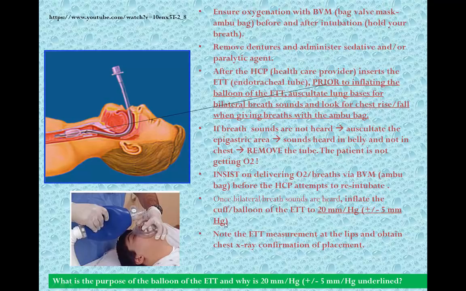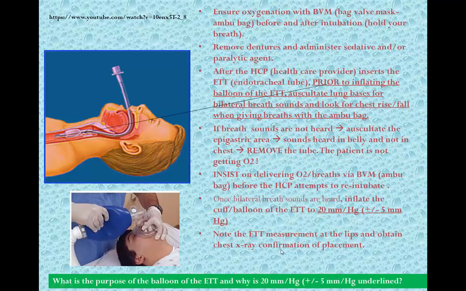Notice, when I want you to remember something, I bold it and I underline it, and there's a reason for that. Now, we do check the endotracheal tube measurement at the lips to ensure that the tube is in the right place. We will auscultate always, always, always. If there's any doubt about the placement of the tube, we'll auscultate first. And if we hear breath sounds, we will get confirmation.